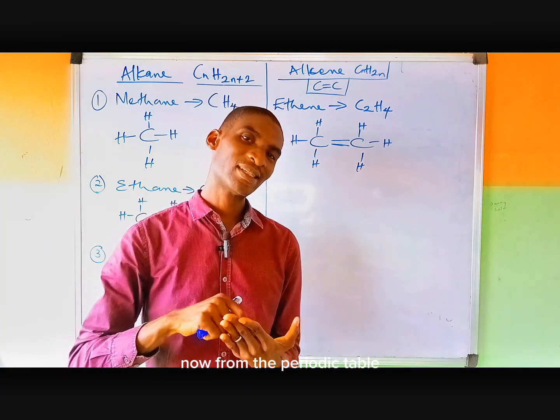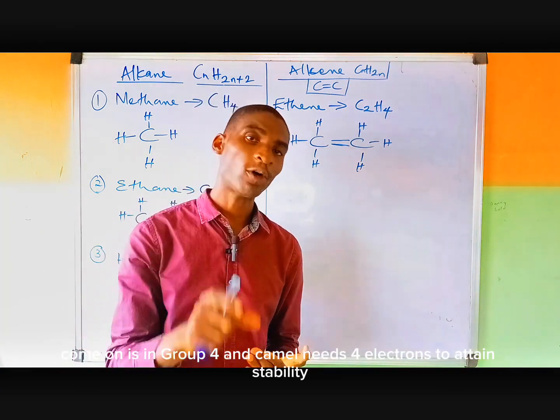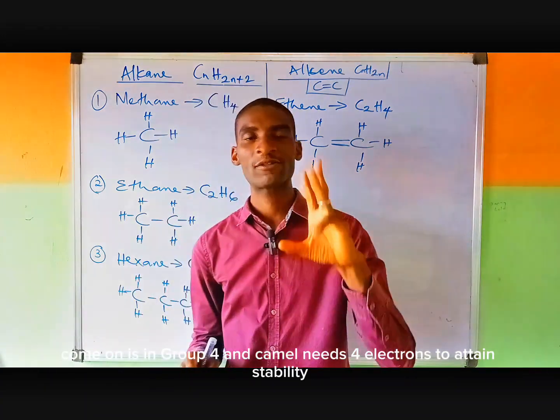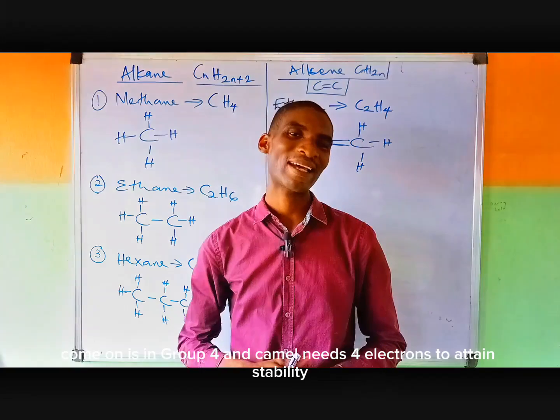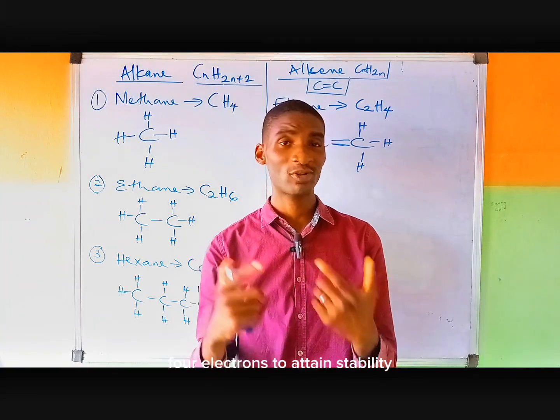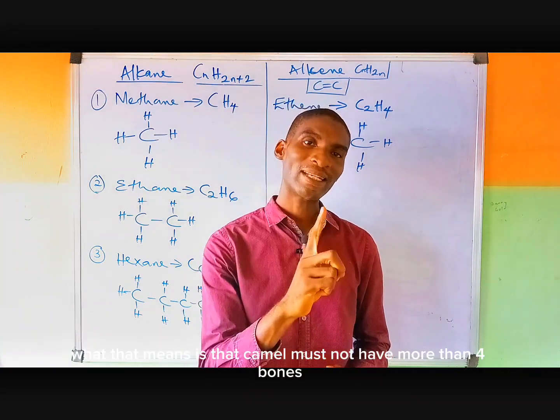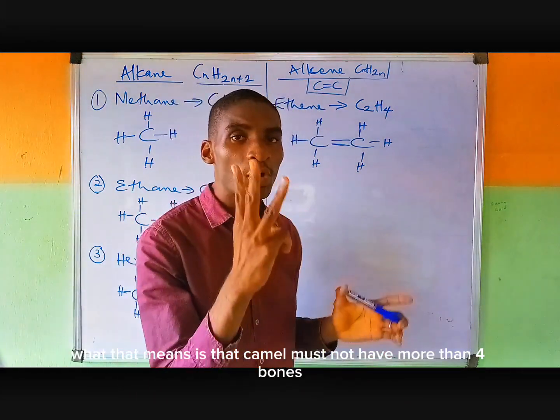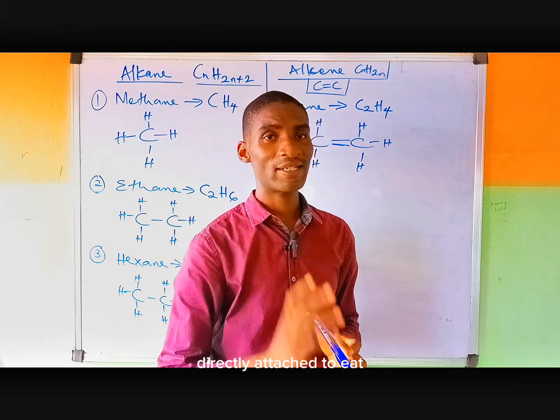Now from the periodic table, carbon is in group 4, and carbon needs 4 electrons to attain stability. What that means is that carbon must not have more than 4 bonds directly attached to it.